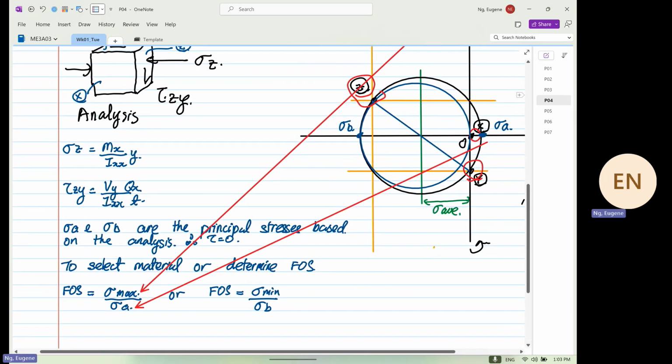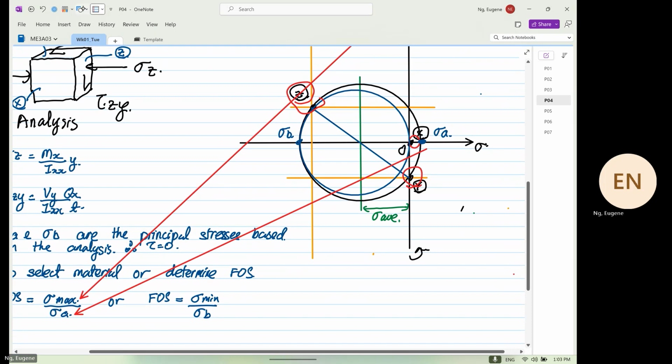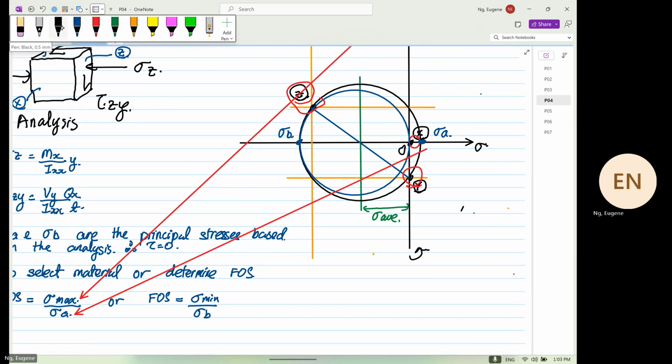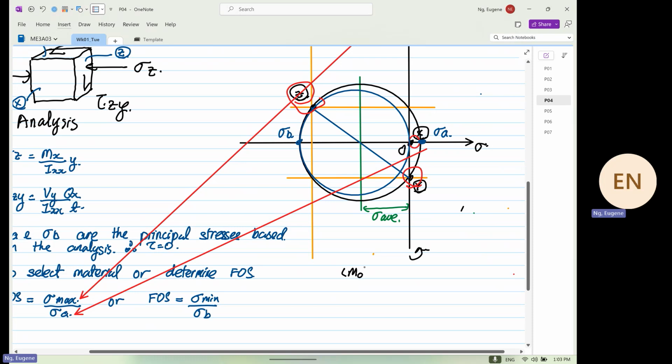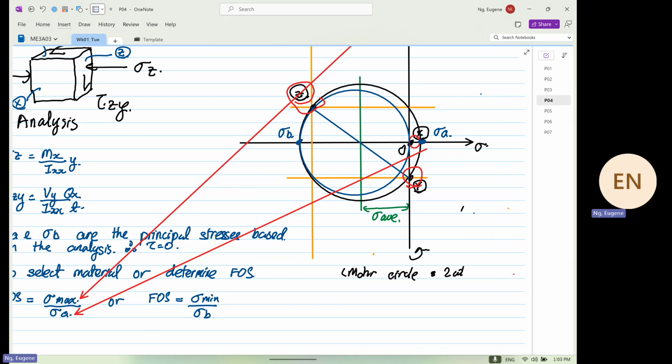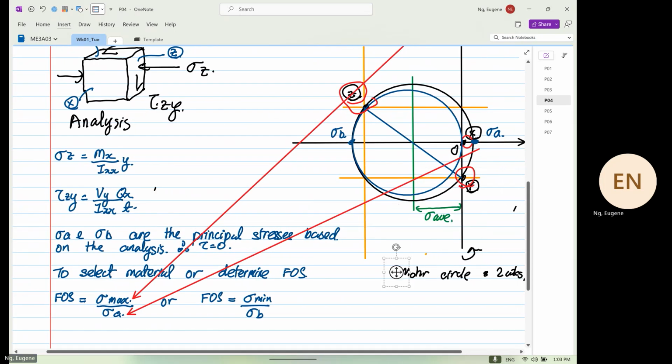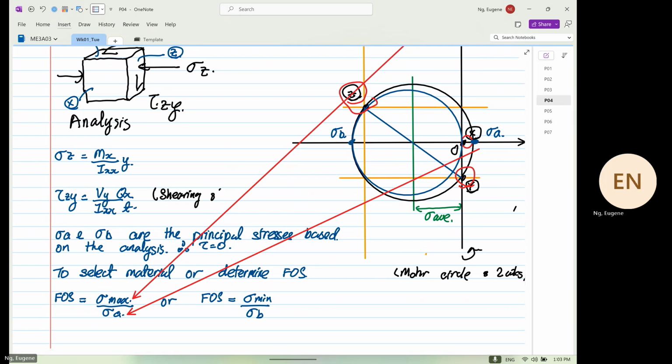To know this in detail, Mohr's circle will take about 2 weeks to learn, including 3D Mohr's circle. Shearing stress will take about 3.5 weeks. Normal stress, this one you have all done before, yes or no? You have confidence.